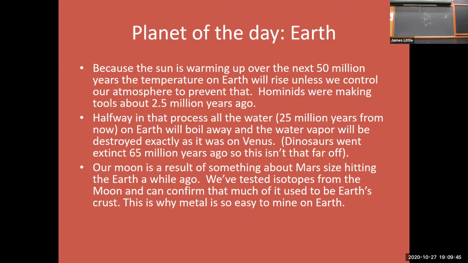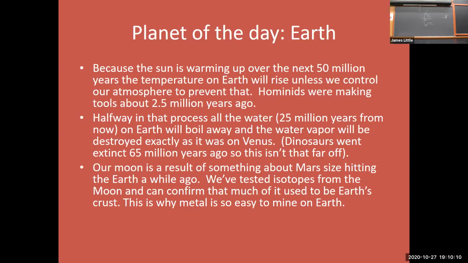Halfway through that process, about 25 million years from now, the Earth will boil away all of the water vapor on it. And all the water will be destroyed on Earth exactly the way it was destroyed on Venus. Dinosaurs went extinct only 65 million years ago. So if you think about it from that perspective, this is going to happen in not too long.